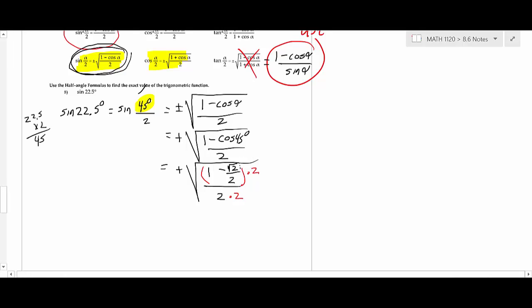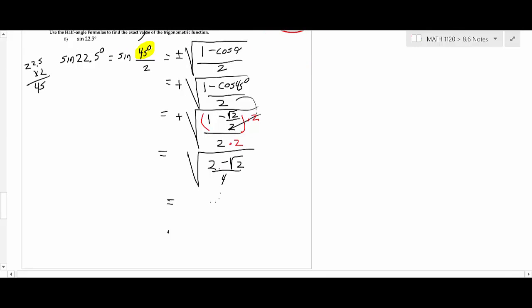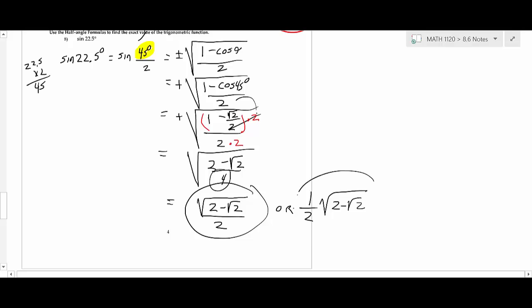Now when we do this, watch carefully, I'm doing a distributive property. So I'm going to have 2 times 1 is 2. And then when I multiply this out, the 2's are going to cross out, leaving you square root of 2. And then the bottom is now square root of 4. The only other thing I want you to do is that the square root of 4 is 2, right? So you can take that out of the radical. So you would end up with this answer, square root of 2 minus square root of 2, all over 2. You can write the answer that way, or you can write it as 1/2 square root of 2 minus root 2. They're both, of course, the same thing.